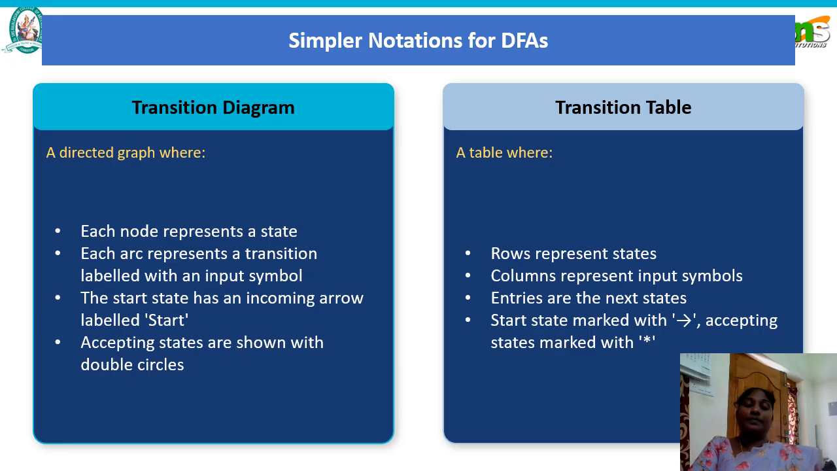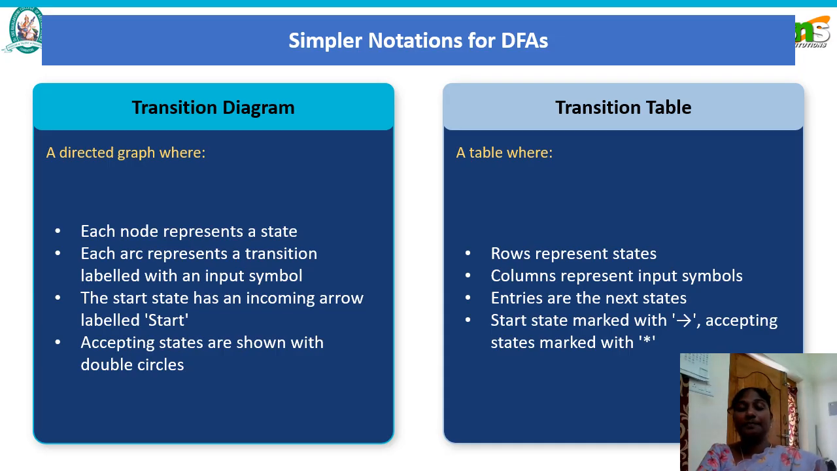When representing a DFA, we can use either a transition diagram or a transition table. A transition diagram is a directed graph. In it, each node represents a state. Each arc represents a transition, which is labeled with an input symbol. The start state has an incoming arrow. Accepting states are shown with a double circle. The remaining normal nodes are shown with a single circle.